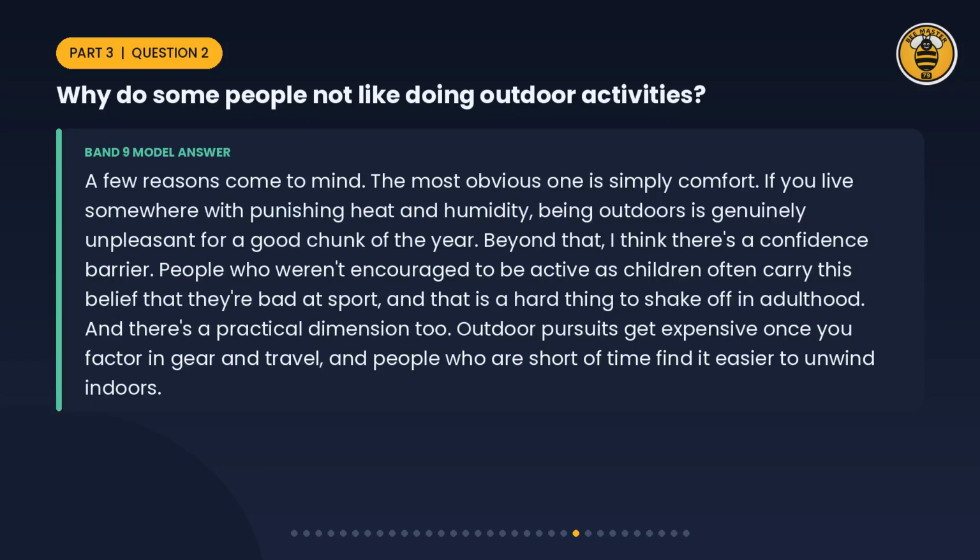A few reasons come to mind. The most obvious one is simply comfort. If you live somewhere with punishing heat and humidity, being outdoors is genuinely unpleasant for a good chunk of the year. Beyond that, I think there's a confidence barrier. People who weren't encouraged to be active as children often carry this belief that they are bad at sports, and that is a hard thing to shake off in adulthood. And there's a practical dimension too. Outdoor pursuits get expensive once you factor in gear and travel, and people who are short of time find it easier to unwind indoors.